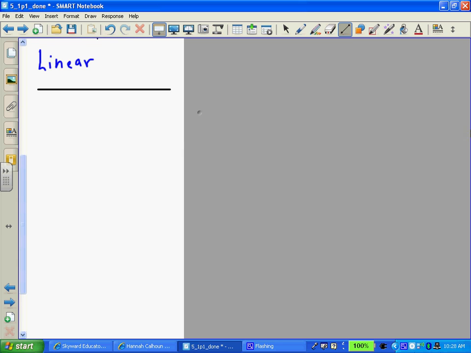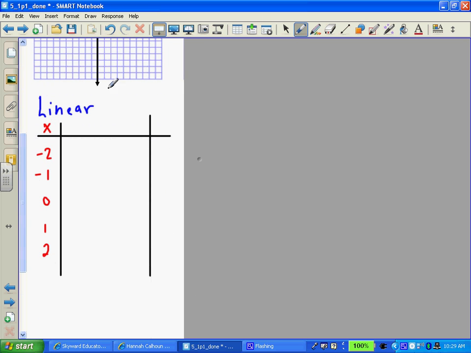Alright, so linear, and I was making us a table. So I put x here, -2, -1, 0, 1, and 2. And then I had y equals 5x minus 9. I'm going to put my ordered pairs over here.